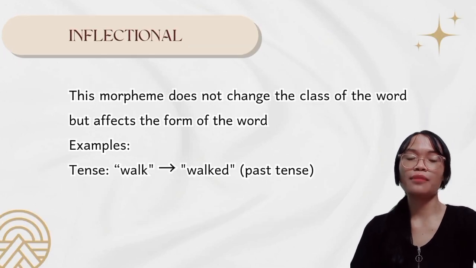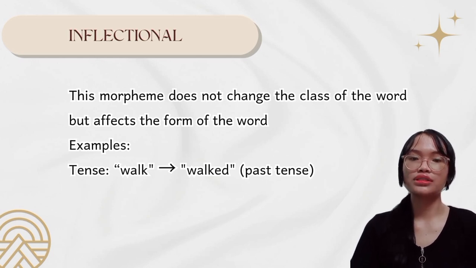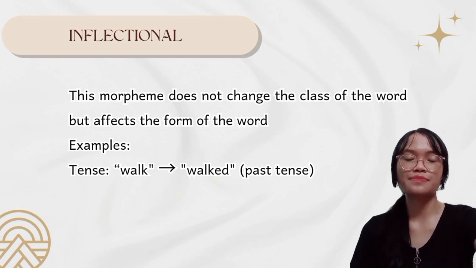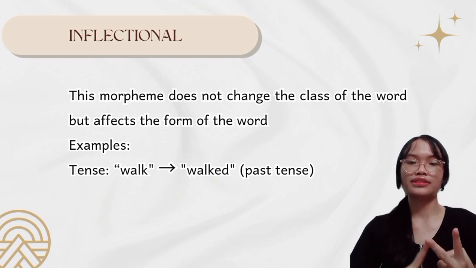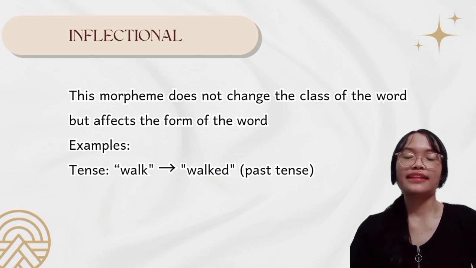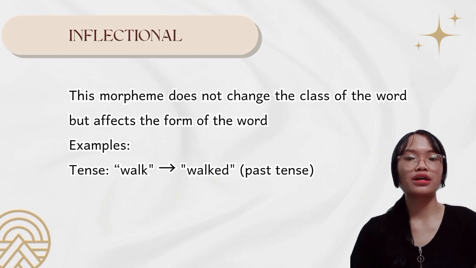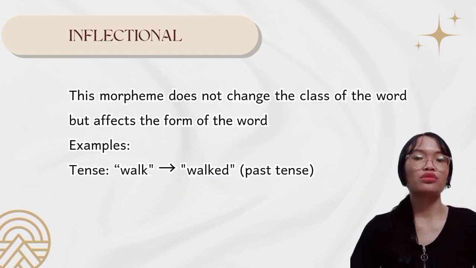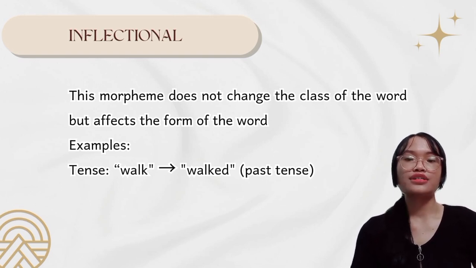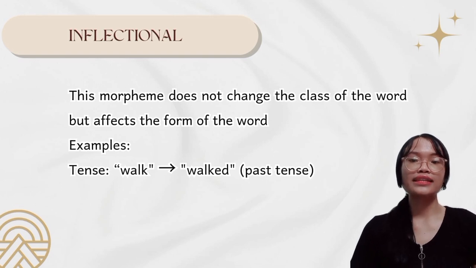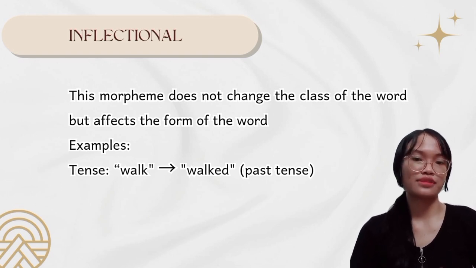Next, inflectional morphemes. These morphemes do not change the class of the word, but affect the form of the word to indicate grammatical aspects, such as number or tense. For example, in tense, walk becomes walked, past tense. In number, cat becomes cats, plural. In possession, duck becomes duck's, indicating ownership. And last, comparison, big becomes bigger, comparing two things.